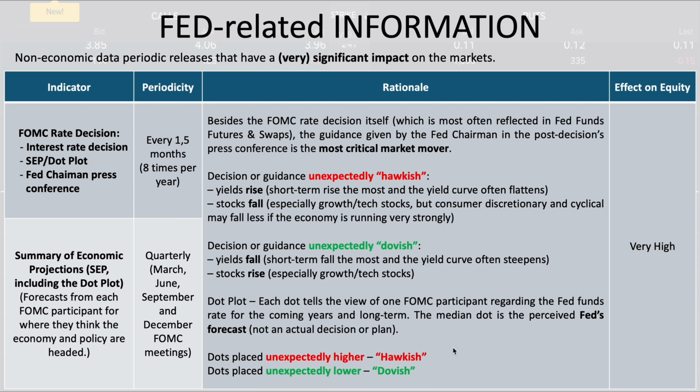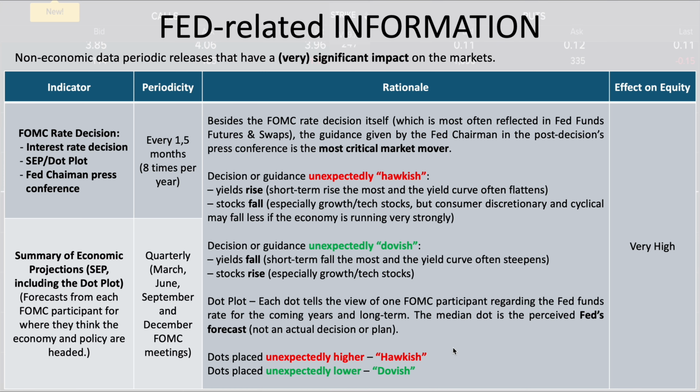and the stocks of course will fall, and especially the growth and tech stocks and also the small caps, because they are more dependent on the funding that is influenced by interest rates. And so yeah, this is very much what happens. Discretionary and cyclical may fall a bit less, because if this hawkish stance is happening, it is because the economy is running very strongly. The consumer discretionary and the cyclical businesses may be less affected by the drop in stock prices.